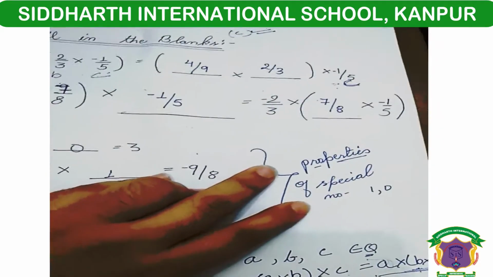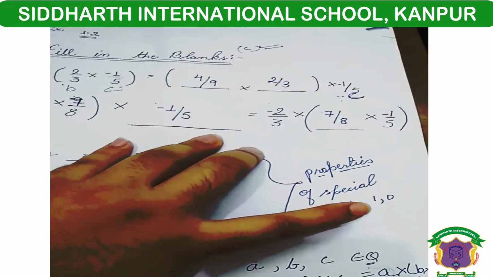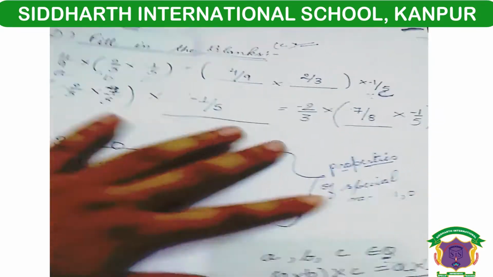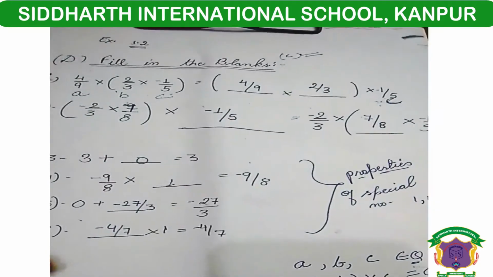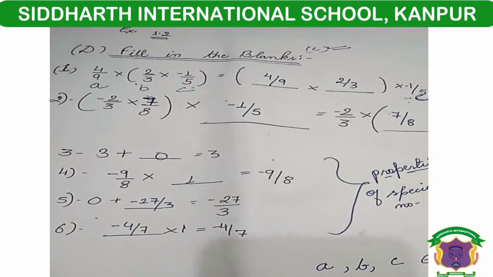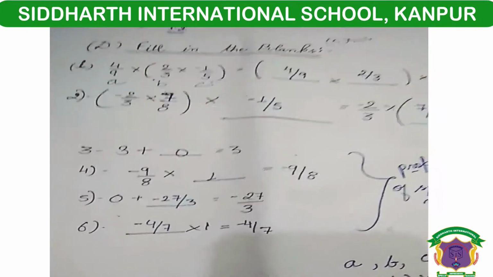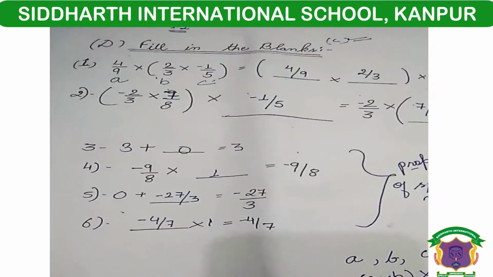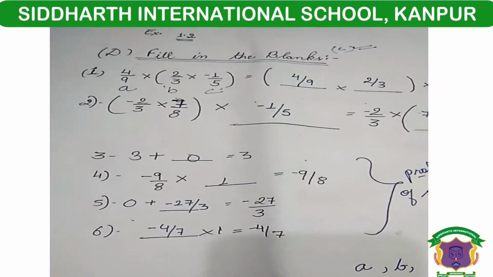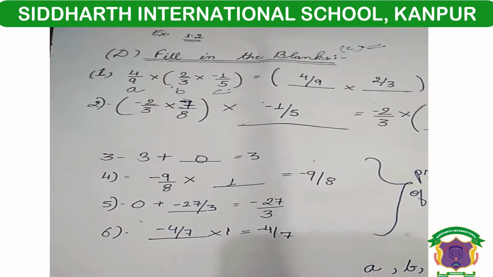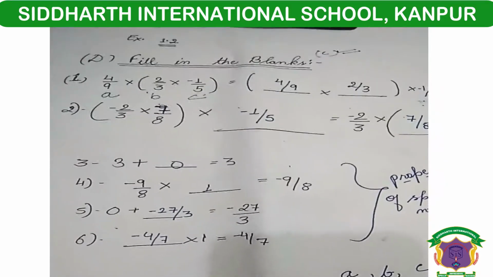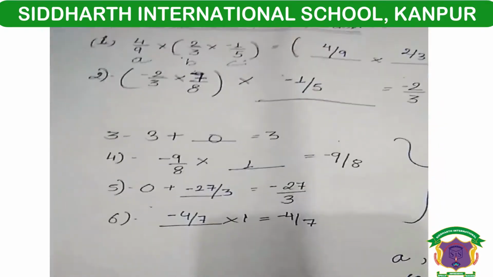What are your special numbers? Here we consider 1 and 0 as your special numbers. Okay children? So while explaining the chapter, we discussed some important properties of these two special numbers. Let's quickly revise them. What were those properties? Because those properties are going to be super beneficial for solving these exercises.